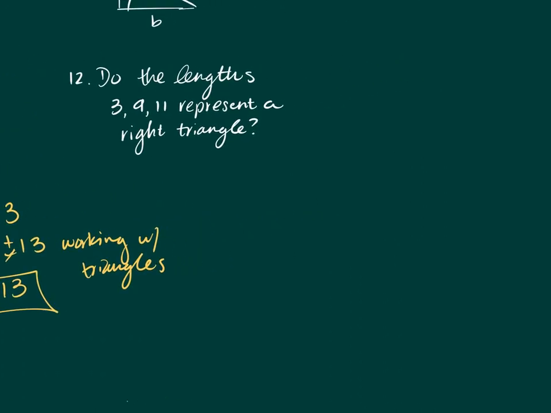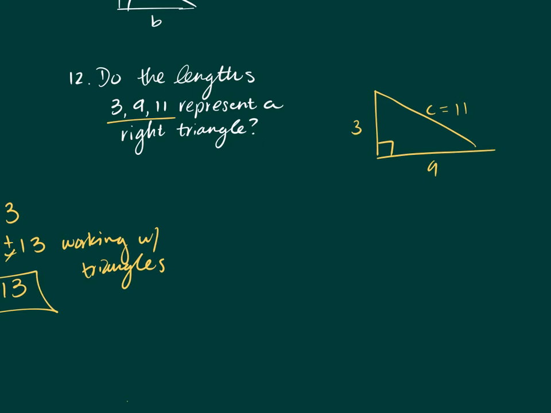For 12, they're going to give us 3 lengths, and they want to know if those 3 numbers could represent a right triangle. Okay, so they gave us 3, 9, and 11. So I'm going to draw a right triangle here, and let's say it actually works. So that means that C would be 11, right? Because C is the hypotenuse. Hypotenuse has to be the longest. And then we've got 3 and 9, and those can be either side.